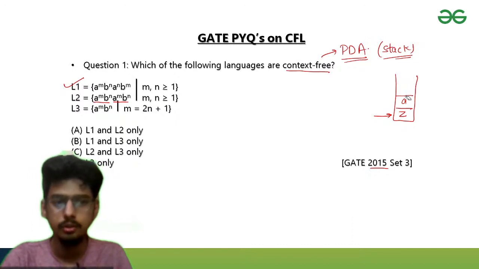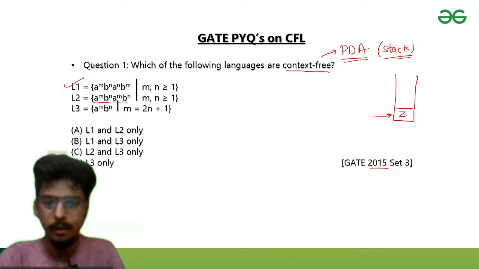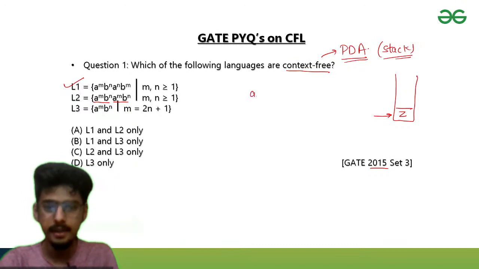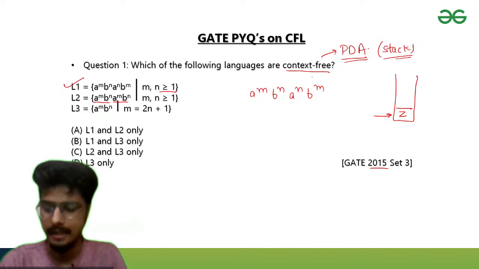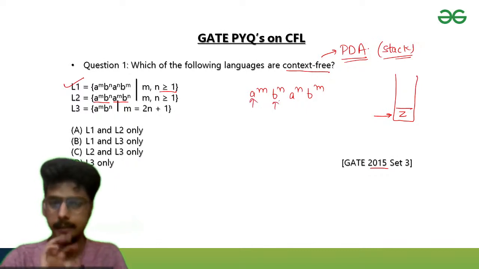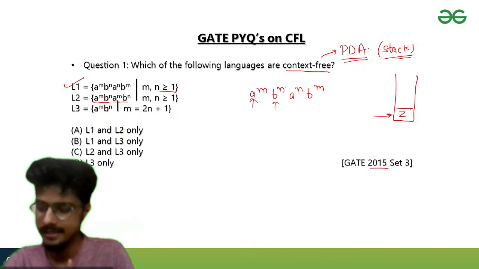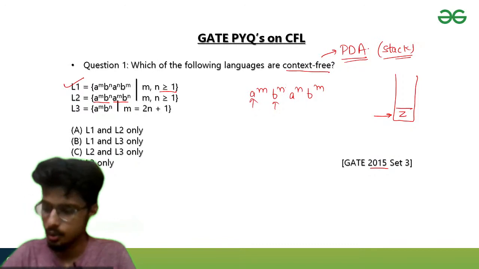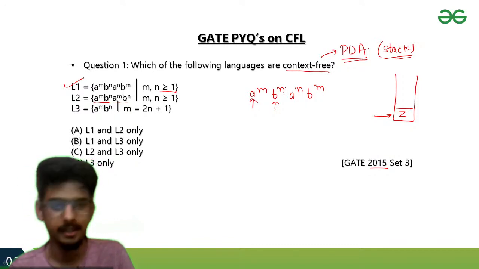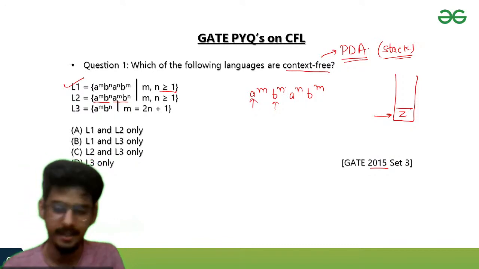Okay, so now let's get back to the question. L1 is of the form a^m b^n a^n b^m, given that m and n are greater than or equal to 1, which means that at least one A and one B should be present. Jerry is saying B, Aditya Tomar says C, and King Rider also says C. So let's see who is correct.